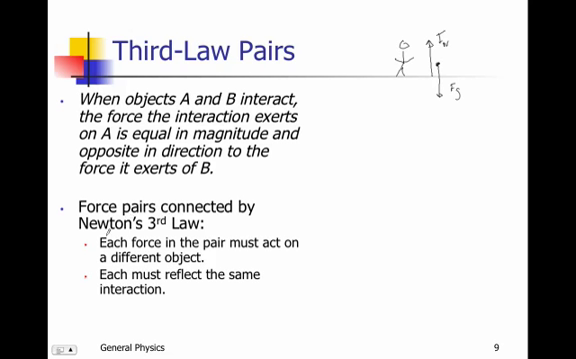So third law pairs, here's how you can identify them. Each force in the pair must act on a different object, which is not the case here, right? Because both of these forces are acting on me. And each must reflect the same interaction. So if we look at this force of gravity, what is a third law pair? It's saying that I am interacting with the earth. The earth is pulling down on me, and I am pulling up on the earth. That's the third law pair. It arises from the same interaction, and it's equal and opposite.